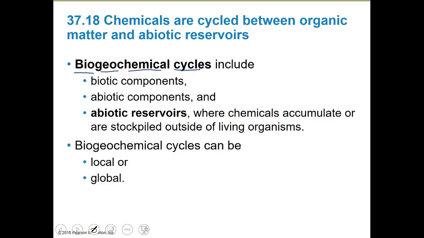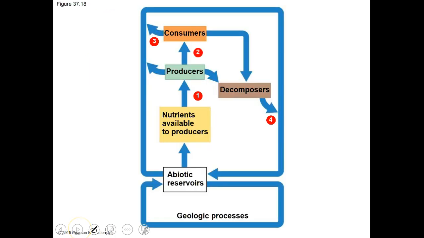Biogeochemical cycles. Bio is life. Geo is earth. Chemicals are chemicals. So these are life, earth, chemical cycles, and when you see them, they include life and earth and chemicals. They include some biotic components, some abiotic components, maybe some abiotic reservoirs. These are where chemicals accumulate or are stockpiled outside of living organisms. Biogeochemical cycles can be local or global. It just depends on how you're working.